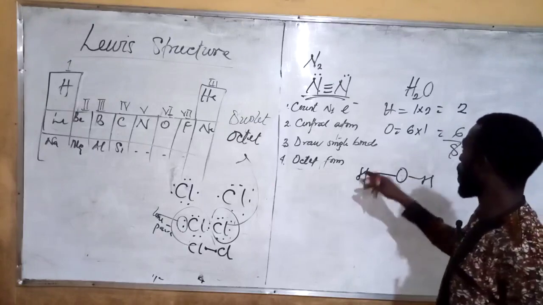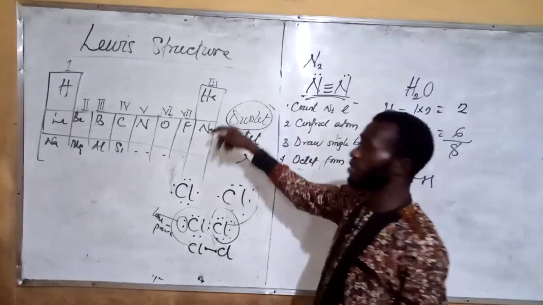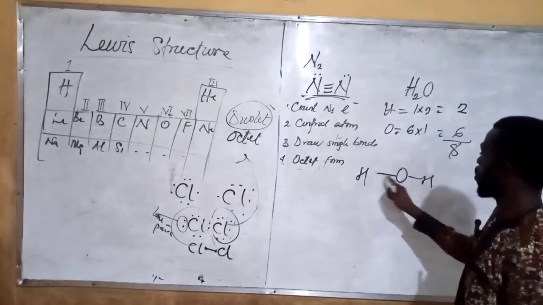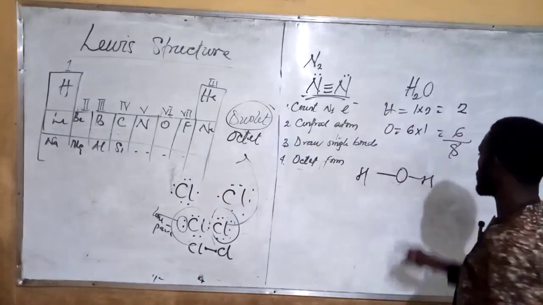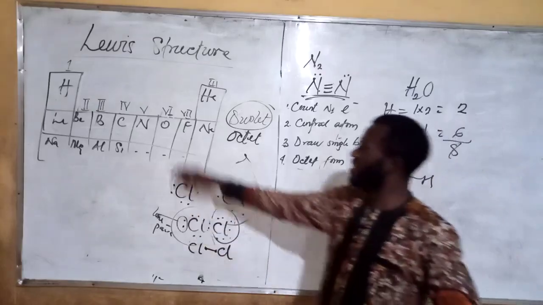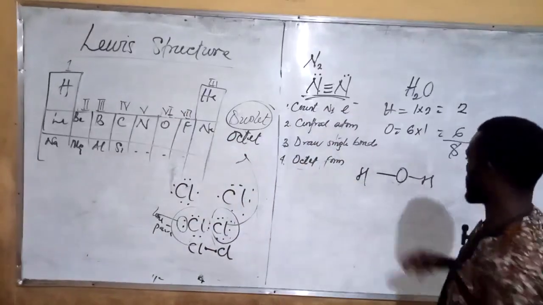This one, hydrogen seeks to attain a stable duet or a stable duplet. So let's see if it has attained a stable duplet. 1, 2 for this hydrogen is complete. 1, 2 for this hydrogen is complete. But how about oxygen? Oxygen seeks to attain a stable octet. Let's see if it has attained it.